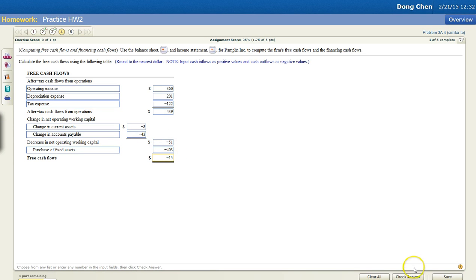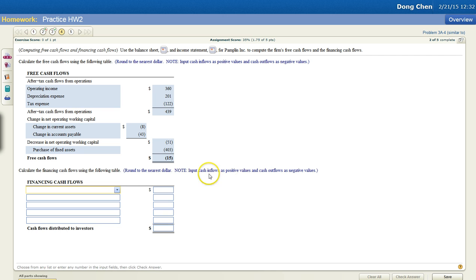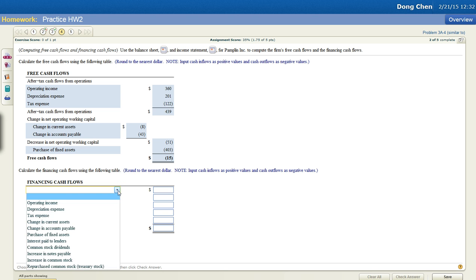So I just checked the answer. It seems like we got it right. So then, this part I want to emphasize the financing cash flow part. And for the financing cash flow, we know we can have two different types of cash flows. One goes to shareholders, the other one goes to creditors. And for the cash flows which go to shareholders, we can further have dividends and the change in common stock. So let me first find out dividends.